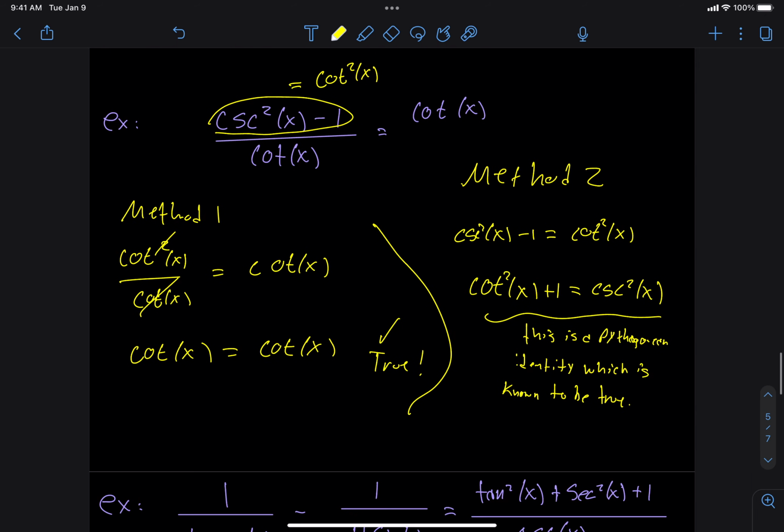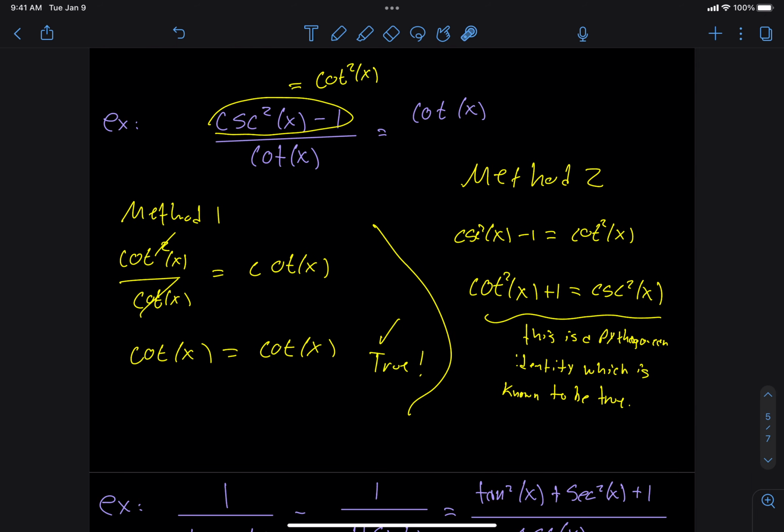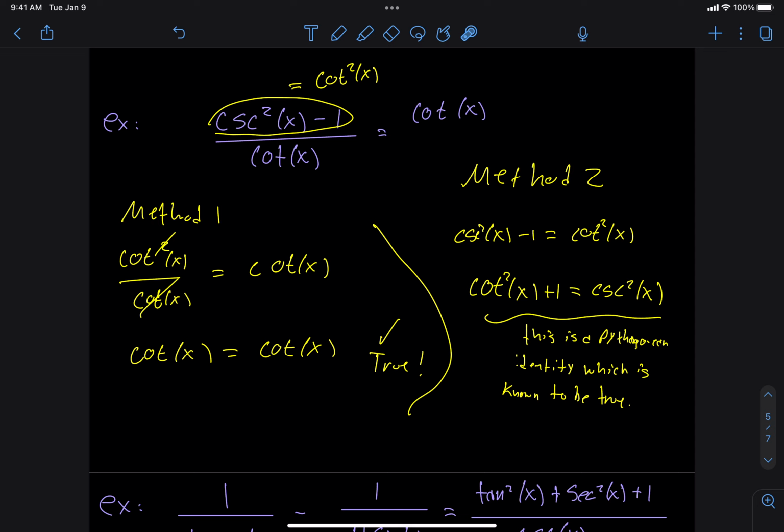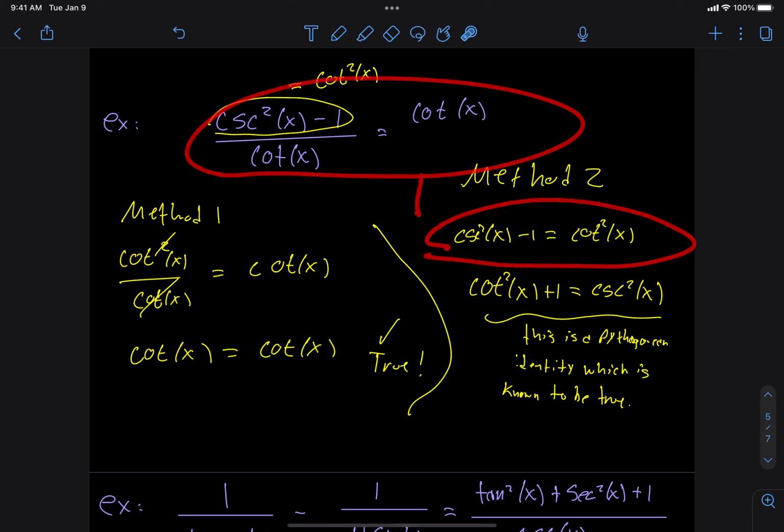Okay, so it's a different methodology here. The first method is I'm just going to work on this side until it looks like the right side. The second methodology is, look, we're going to treat this whole thing simultaneously together as an equation. I'm going to multiply both sides by cotangent. I'm going to move some things around until I say this equation means the same thing as this equation, which means the same thing as this equation. And this equation is true. I know it to be true because that's one of those Pythagorean identities that I memorized.